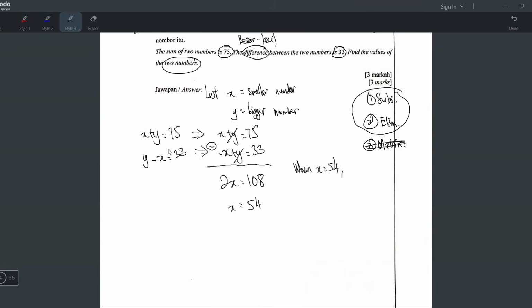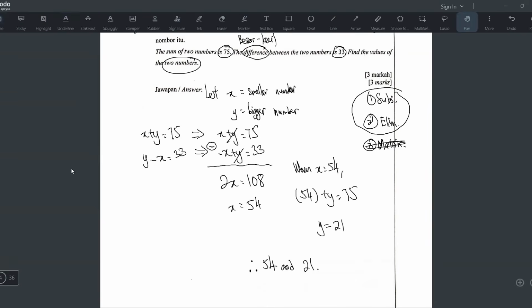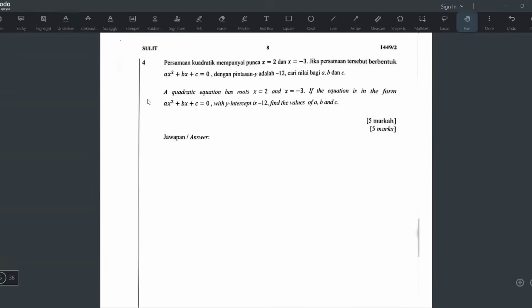So I'm just going to write when x equals 54. You can substitute into the top equation or the bottom equation. Let's substitute the top one. So x plus y equals 75, and x is 54. So y equals 75 minus 54, 21. The question asks to find the values of the two numbers, so these are the two numbers, 54 and 21. I'll write dot dot dot, and then for the last line, final answer, I'll write 54 and 21. Okay, that's all.